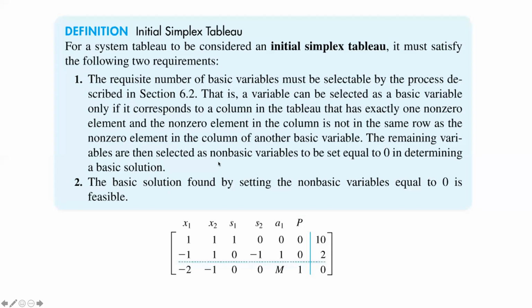The remaining variables are then selected as non-basic variables set equal to 0. So x1 is 0, x2 is 0, and in this case, a1 should be set equal to 0. And that's how you find that s2 is equal to -2. Oh, by the way, s2 is another basic variable, and s2 would be equal to -2, which we can't have. So that means this is not a basic feasible solution, so we need to do something else here. The basic solution found by setting the non-basic variables equal to 0 needs to be feasible, so we need to figure out how to make that happen.